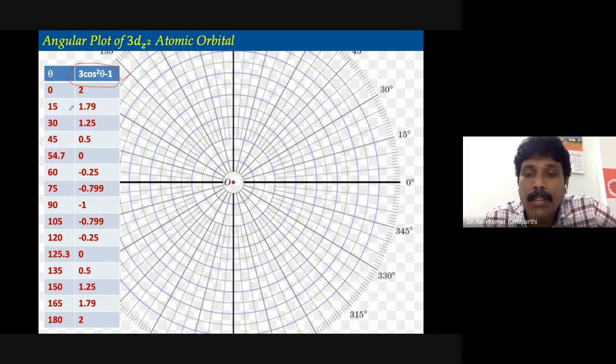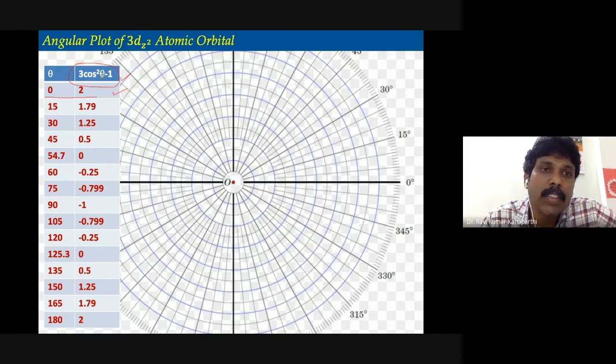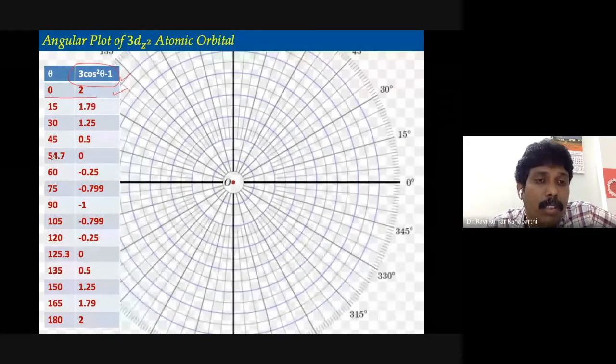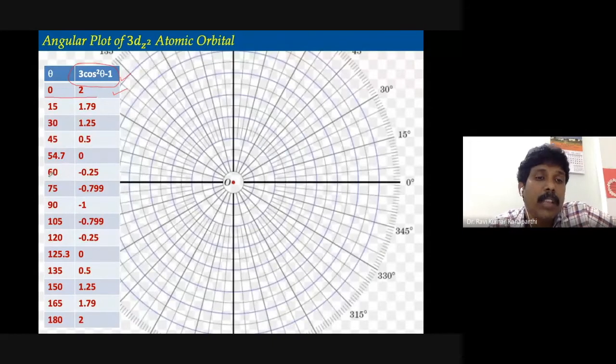Okay, now how do we do that? In the case of this 3dz square, when theta is 0, its value is going to be 2. Why? Because cos 0 is 1, so cos square theta becomes 1. 3 minus 1, that is 2. So its value is 2. And then cos 15, cos 30, cos 45, cos 54.7, cos 60, cos 75. All these values I have just evaluated.